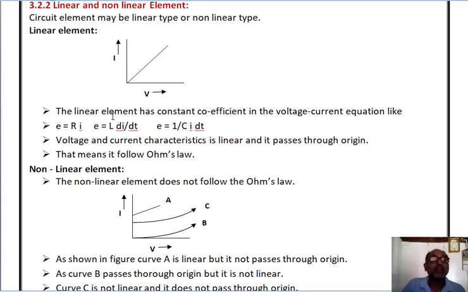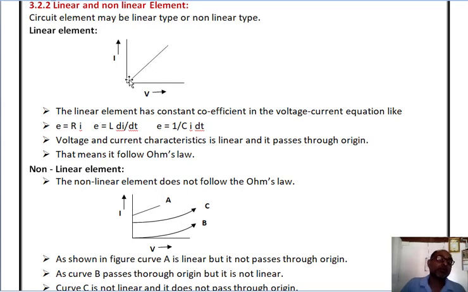Now here the linear element also has a coefficient in the voltage current equation, like we have already seen: E is equal to I into R, E is equal to L di by dt, and E is equal to 1 upon C integral of I dt. This is for resistance, this is for inductor, and this is for capacitor. Now the voltage and current characteristics of the element must be linear, and it must pass through the origin, or through zero.